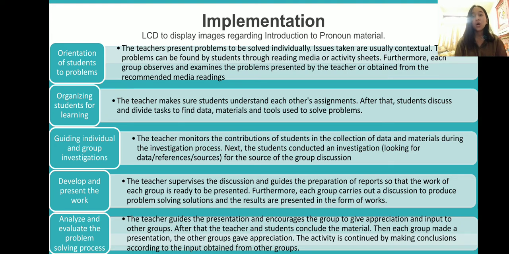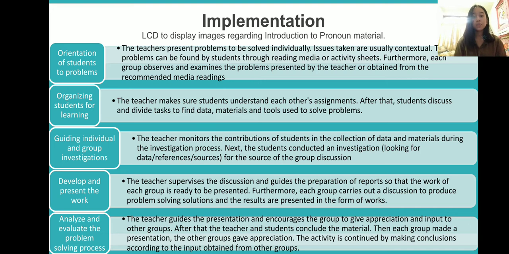And the next, organizing students for learning. The teacher makes sure students understand each other's assignment. After that, students discuss and divide tasks to find the data, materials, and tools used to solve the problem. And the third stage is guiding individual and group investigation. The teacher monitors the contribution of students in the collection of data and materials during the investigation process. And the next, the students conduct the investigation, looking for the data, references, or sources for the group discussion.